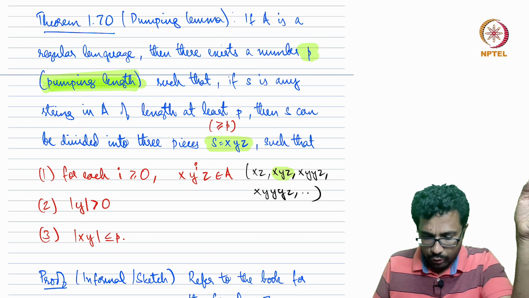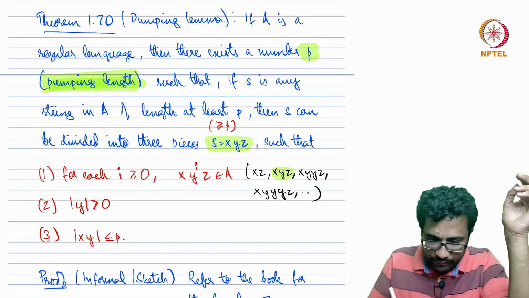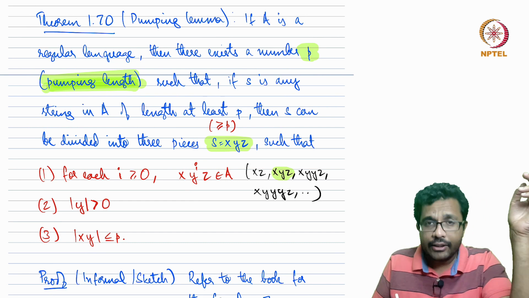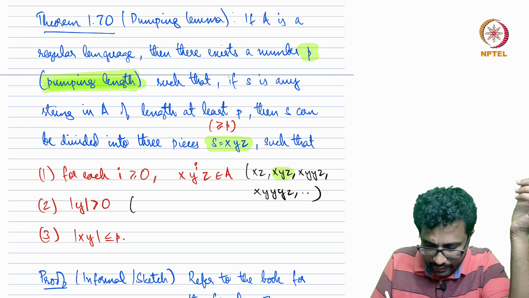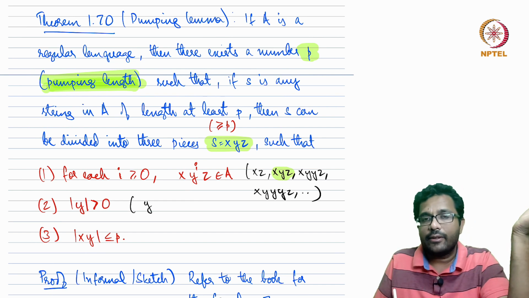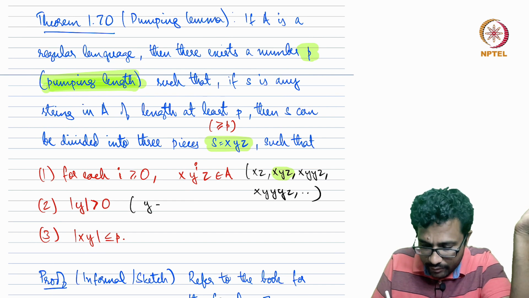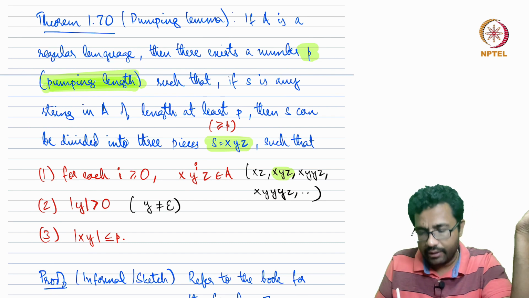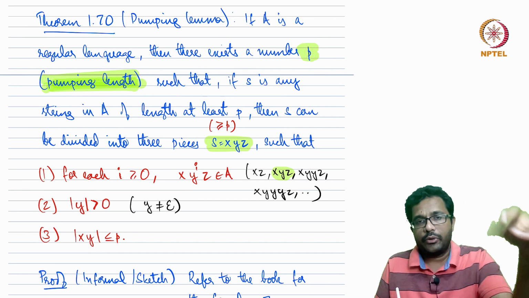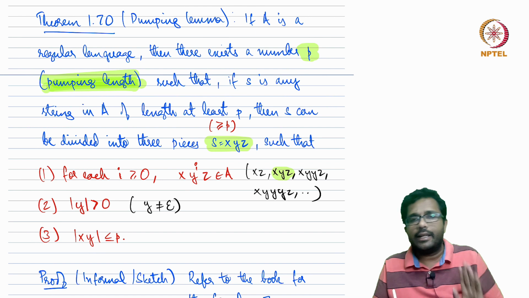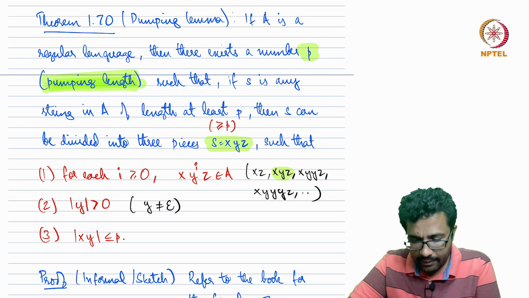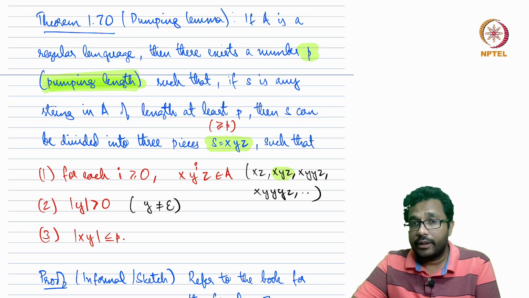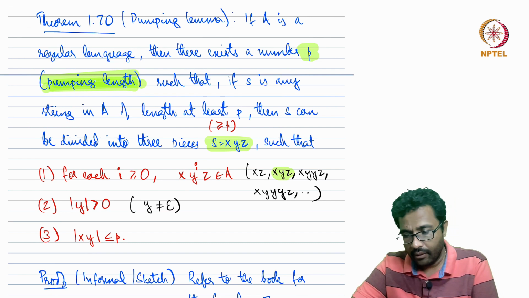And further, 2 more conditions. The length of y is strictly greater than 0. In other words, what it is saying is that there is only one string of length 0, which is the empty string. So in other words, it's saying that y is not the empty string, right? So it cannot be the empty string, it could be any other string that has at least length 1. And the third condition says that length of x and y put together has to be at most p, less than or equal to p.